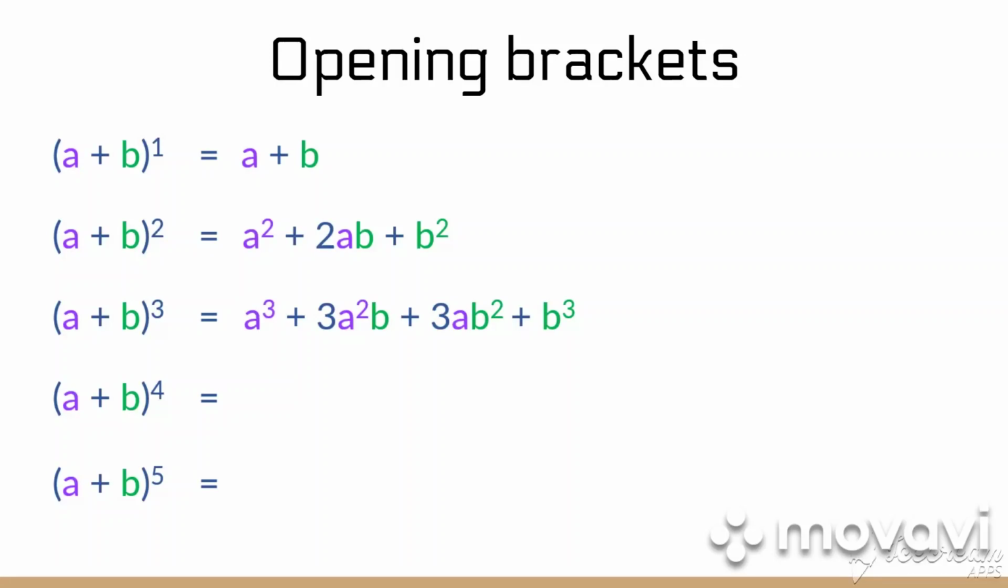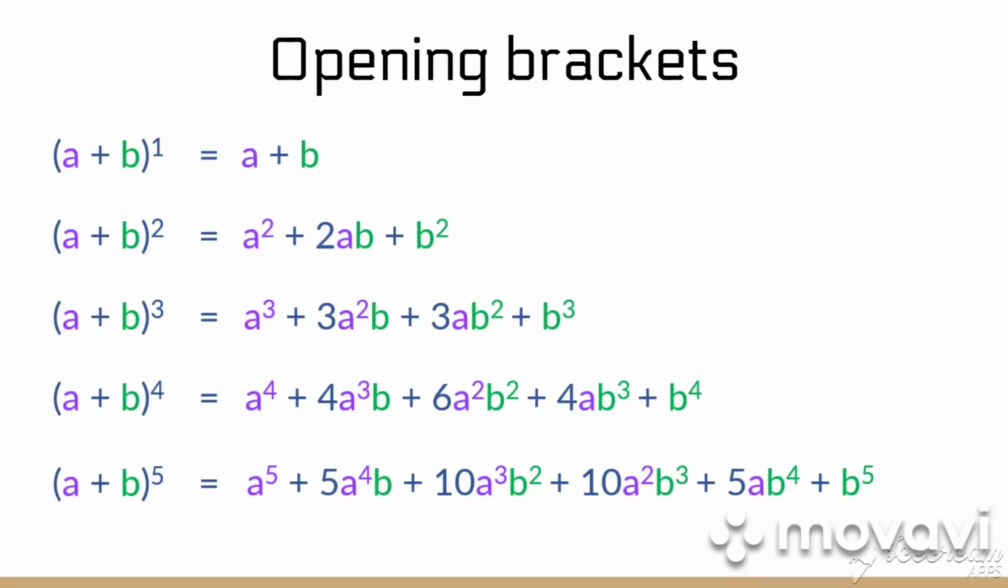So this is the answer for the cubic polynomial: a cubed plus 3a squared b plus 3ab squared plus b to the third power. And this is the answer for the fourth power and the fifth power. Watching these results, you can see some pattern among them, but in this video you can see the pattern much more clearly and understand what pattern they have.